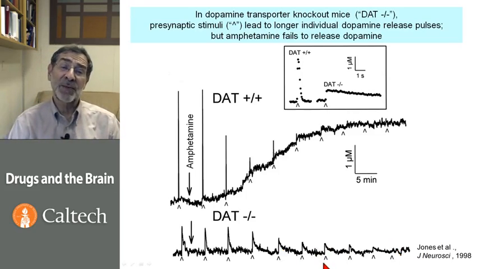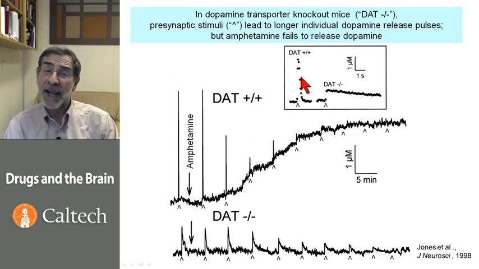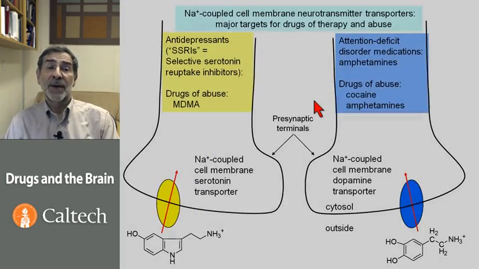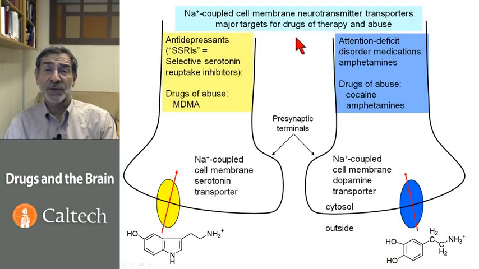So this tells us that the dopamine transporter is responsible both for building up the dopamine in the presynaptic terminal and for terminating the action of dopamine once it's released. So, in short, sodium-coupled neurotransmitter transporters in the plasma membrane are major targets for drugs of therapy and abuse. Antidepressants, selective serotonin reuptake inhibitors, drugs of abuse, MDMA, for instance, at cell membrane serotonin transporters.